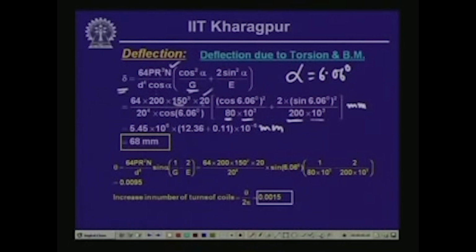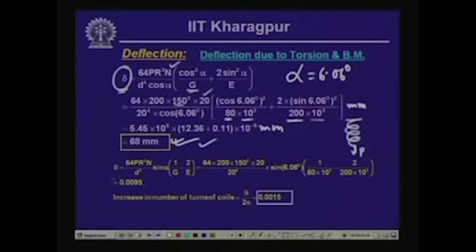So, if we substitute these values over here, P, R, N, d, alpha and G, then the deflection delta which we get is equals to 68 millimeter. So, because of the application of the load P, which is acting on this open coil spring, this is causing a deflection of 68 millimeter. Now, as we have observed, not only will this undergo deflection, but it will undergo angular rotation as well.